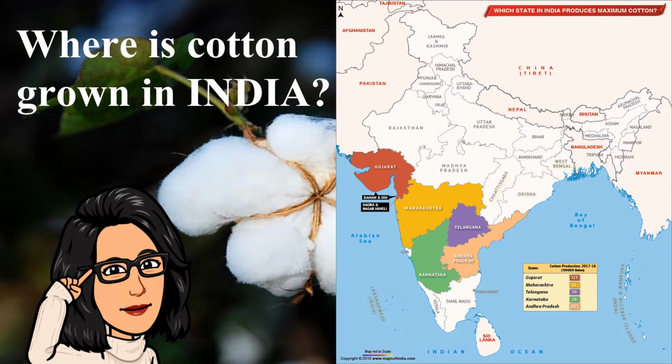Where is cotton grown in India? Students, look at the map. It says that Gujarat is the leading state in the production of cotton. Then followed by Maharashtra, Telangana, Karnataka, Andhra Pradesh, etc. Other states also produce cotton, like Uttar Pradesh, Haryana, and some other states too.